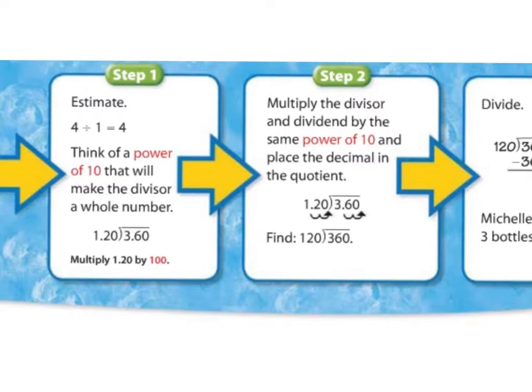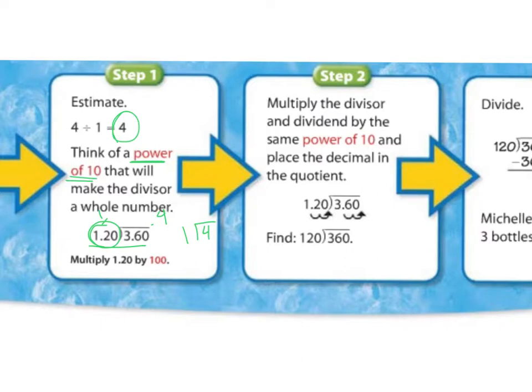So now let's show how you would do this in decimal form. Well, first I like to estimate. I know that $1.20 is about 1, and I know that $3.60 is about 4. And so if I divide like that, I know that my answer is going to be around 4. But now I want to think of a power of 10 that will make the divisor a whole number. And I know the divisor is the outside number, and I don't want to divide by a decimal. So I want to multiply that by a power of 10 that will take that away.